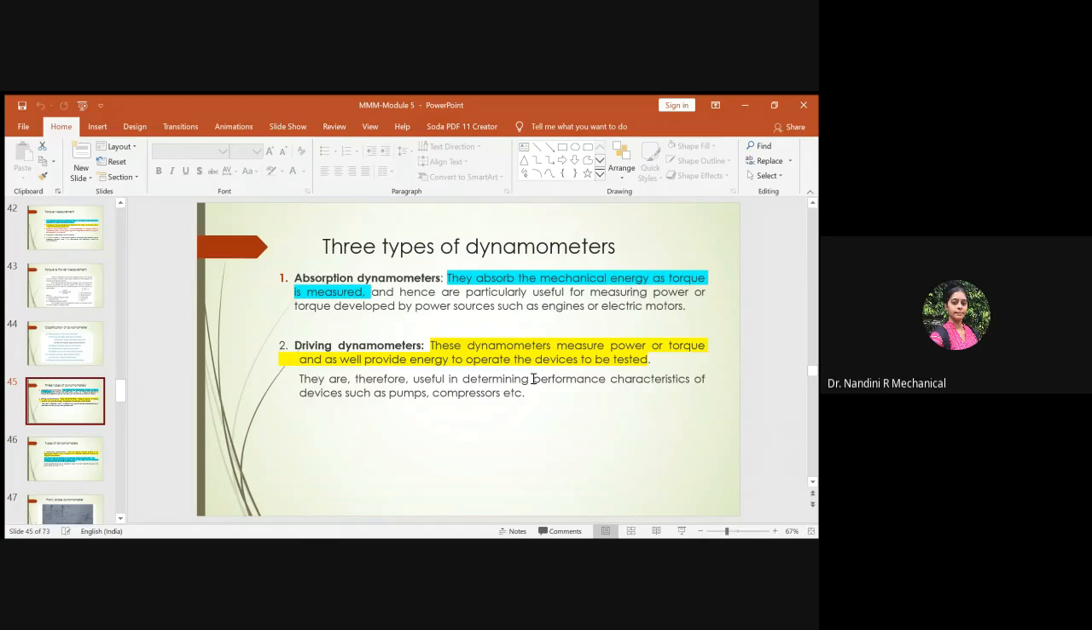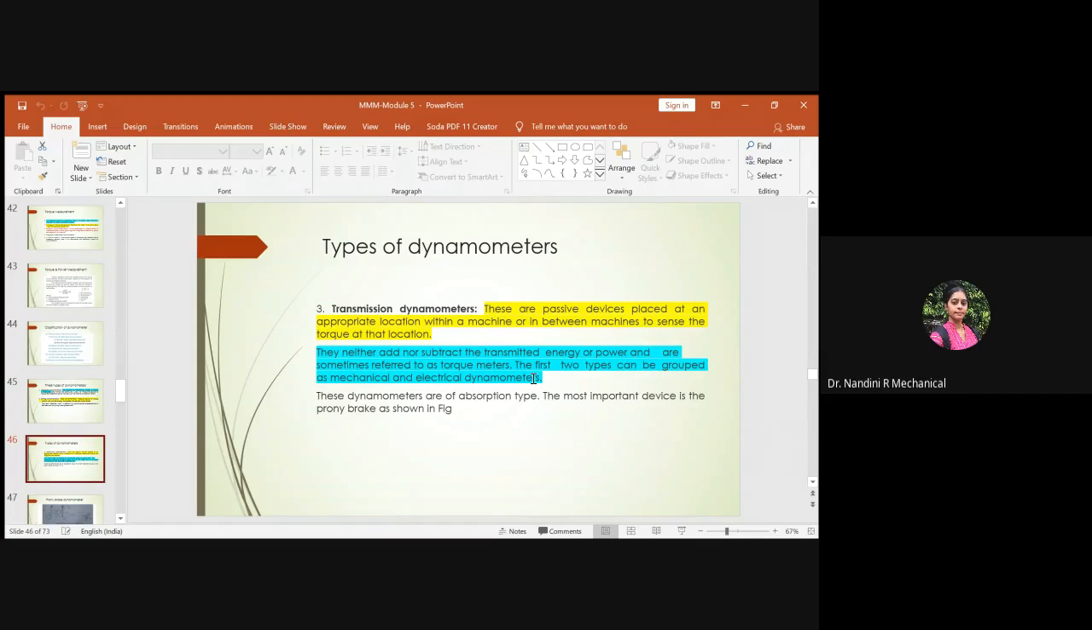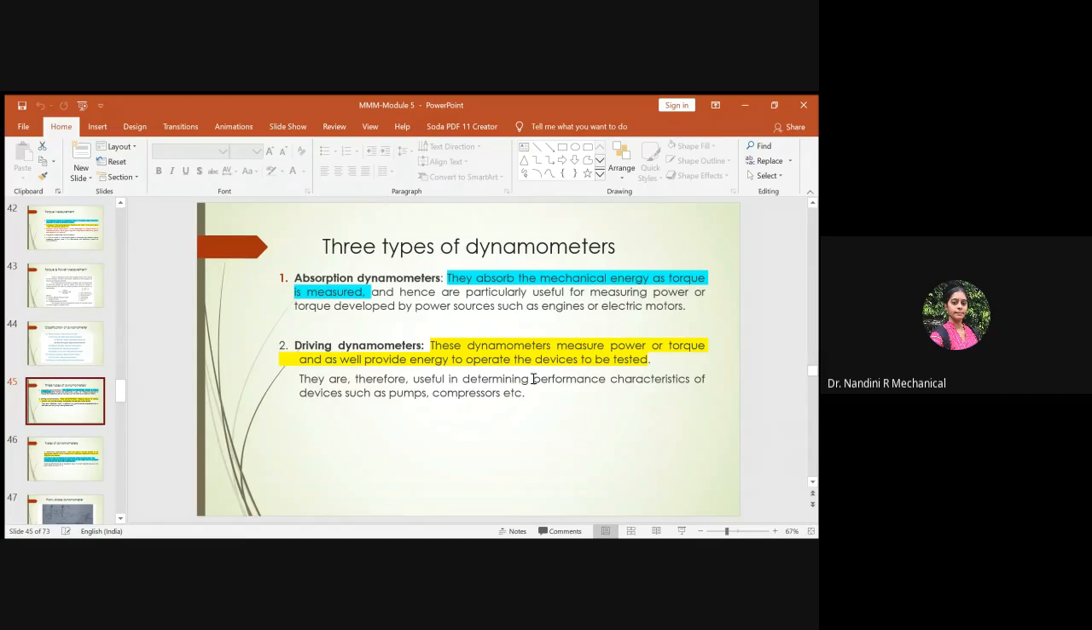Because the absorption dynamometer is called a mechanical dynamometer because it absorbs the mechanical energy and generates the amount of torque and the power, and hence the name mechanical dynamometer. And the second, the driving dynamometer, is called an electrical dynamometer. Why? Because it helps in converting the torque into an electrical signal in the form of voltage, which helps the operator to run, and hence the name electrical dynamometer.